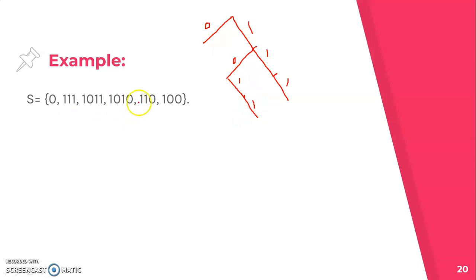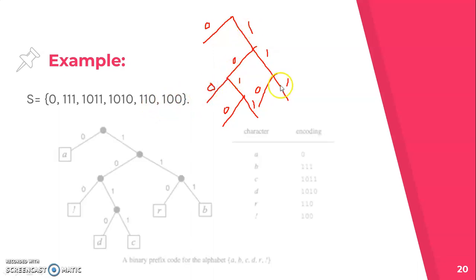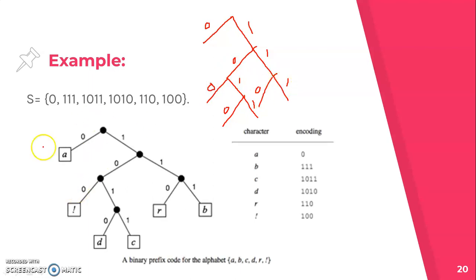Now what about 1010? 10 is there, so we need 101, and another 0 should be there, right? This is 1010. Now how about 110? 11 is there, so this should be the 0, that is 110. Okay. Now the last one, 100. 1 is there, 0 is there, so we write 0 here. I am drawing it in a proper fashion here for your betterment of understanding.